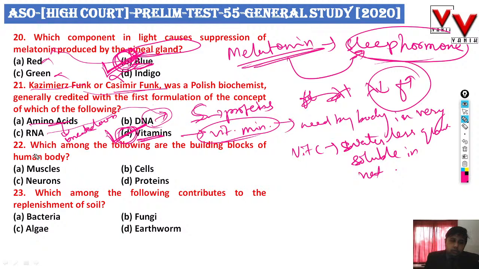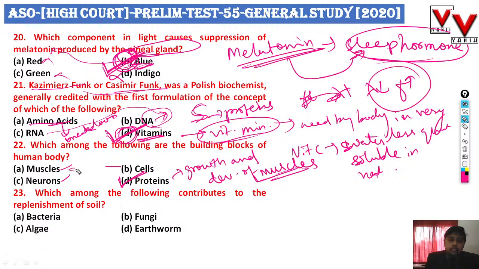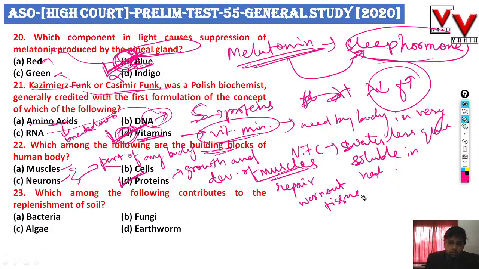Then I have question number 22 here. Which among the following are the building blocks of human body? When we talk about the building blocks of the human body, proteins are the building blocks. Proteins help in growth and development of muscles. And muscles, neurons, cells, these are the parts of any body. But proteins work as the building blocks. They repair the worn out tissues. So the answer is option B.